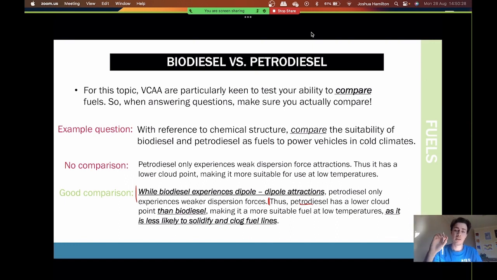So it sort of gives the lay language to it, because all of that language beforehand is very chemistry based, and you're like, ooh, cloud point, dipole, weaker dispersion forces. What is the lay language in that? What is that actually saying? Well, it's saying to the common folk that it's less likely to clog a fuel line. Full stop. That is what you need in the end of your questions there.